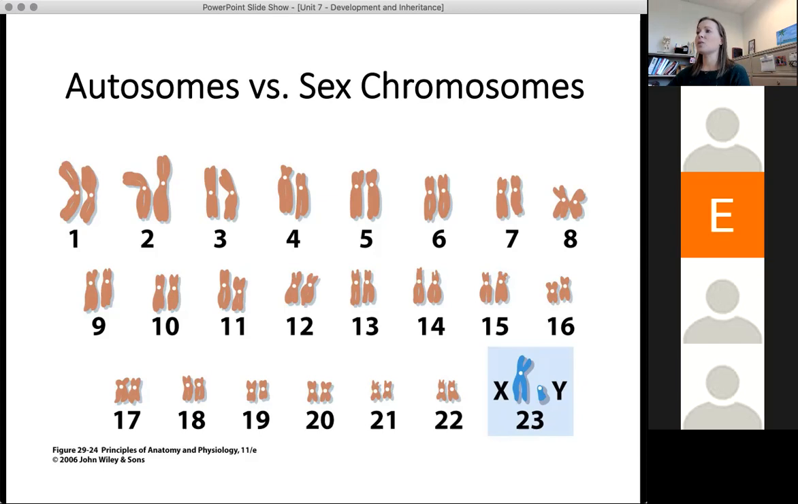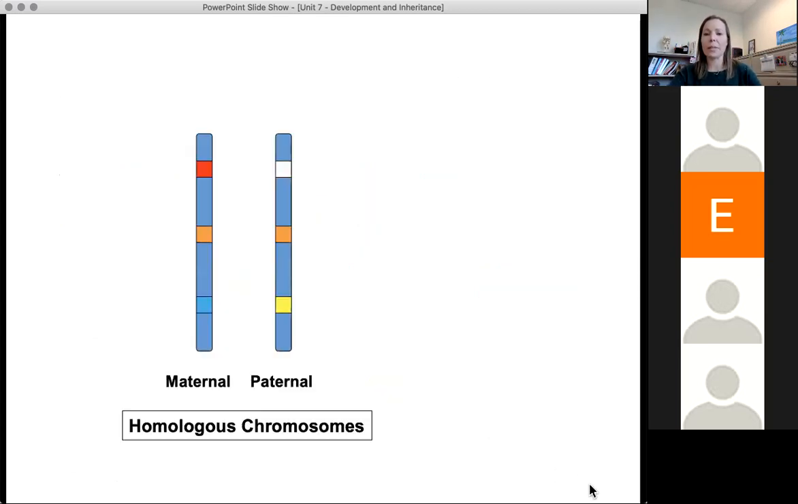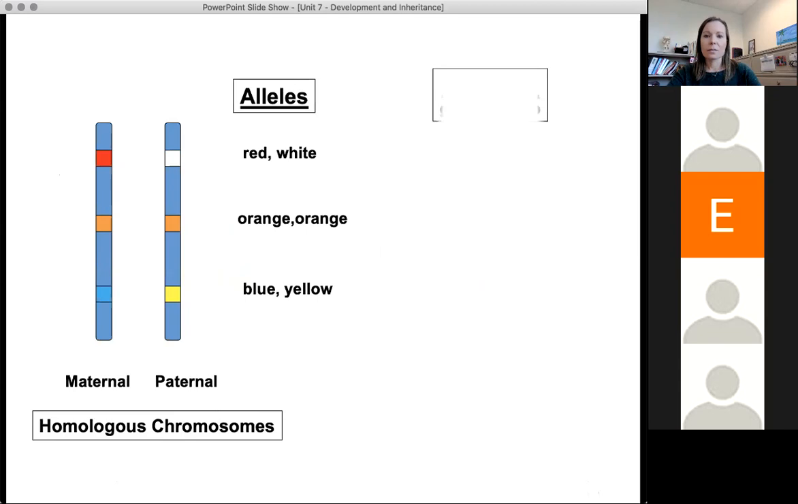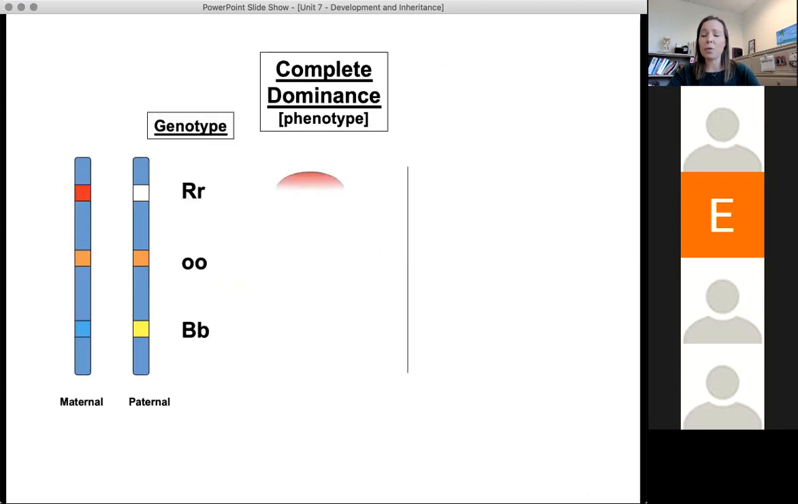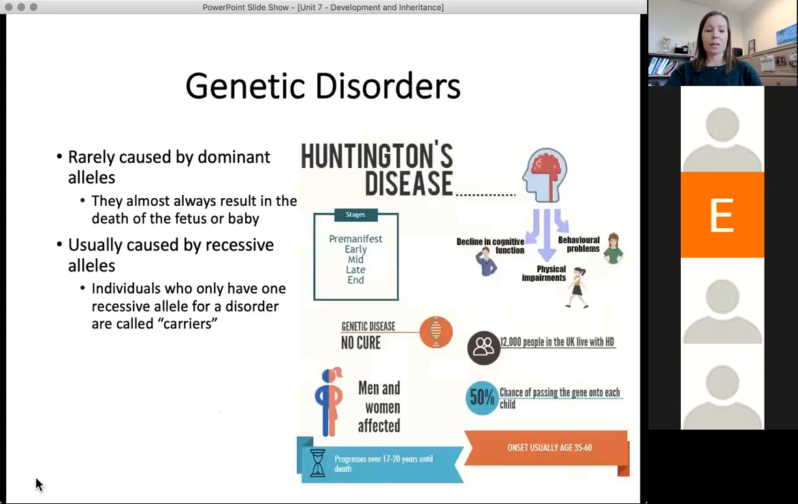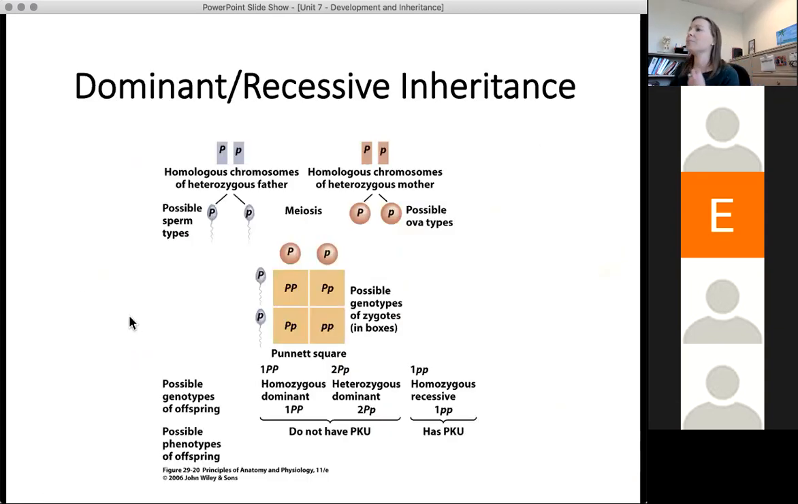So for the Punnett square, it's used to determine the possible gene combinations for potential offspring if you have two individuals that are having offspring together. So that's based on just the normal dominant recessive inheritance, which is when one allele is dominant, the other one is recessive, and it's the dominant one that you see.